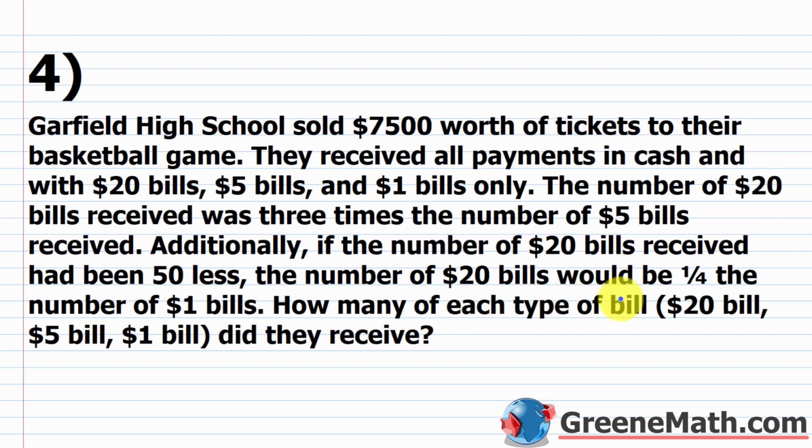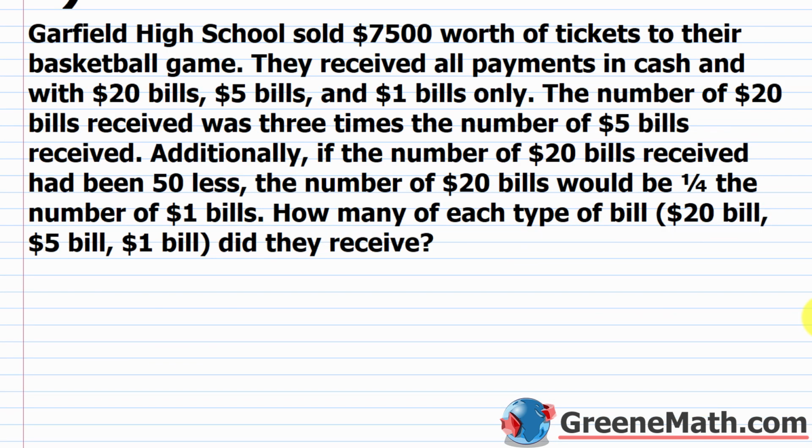How many of each type of bill, $20 bill, $5 bill, and $1 bill, did they receive? Okay, so again, thinking about this, you see that the $20 bill is involved in each comparison. So I'm just going to start by saying that we're going to let x be equal to the number of $20 bills. So then how can I model the $5 bills and the $1 bills?